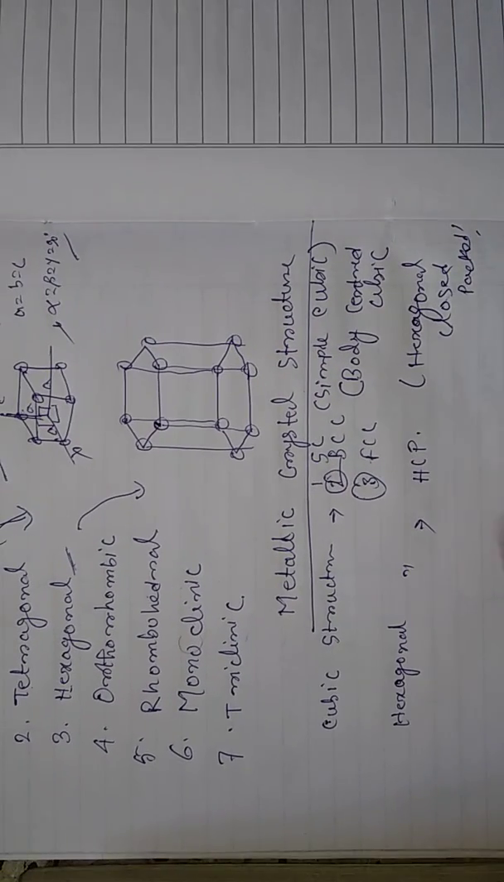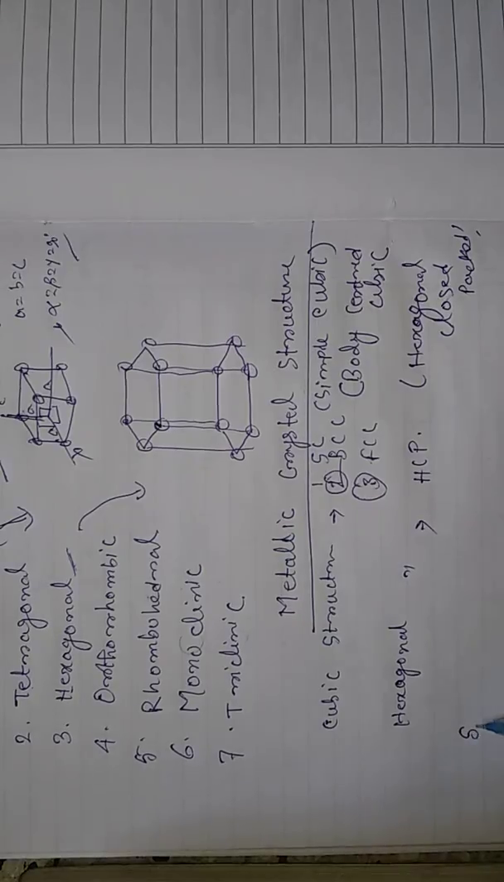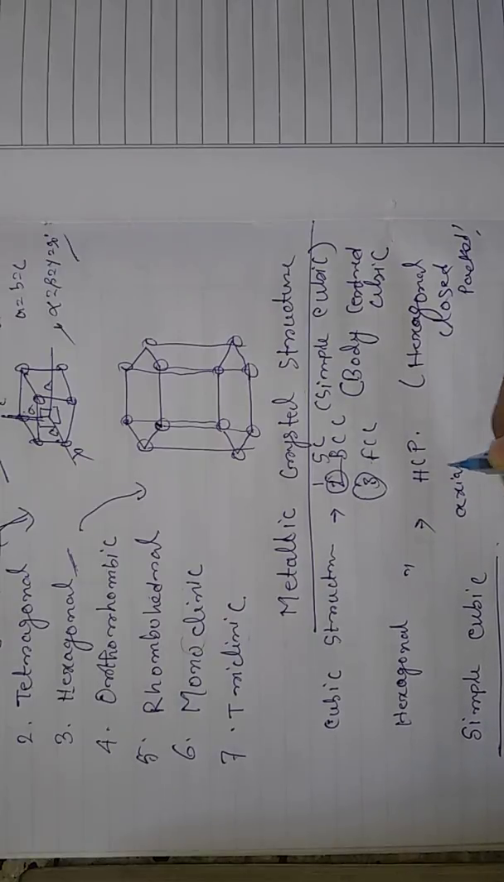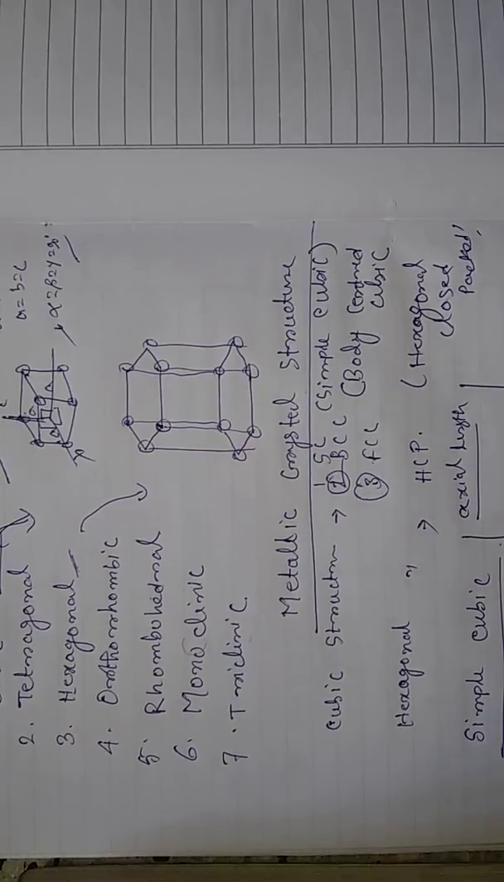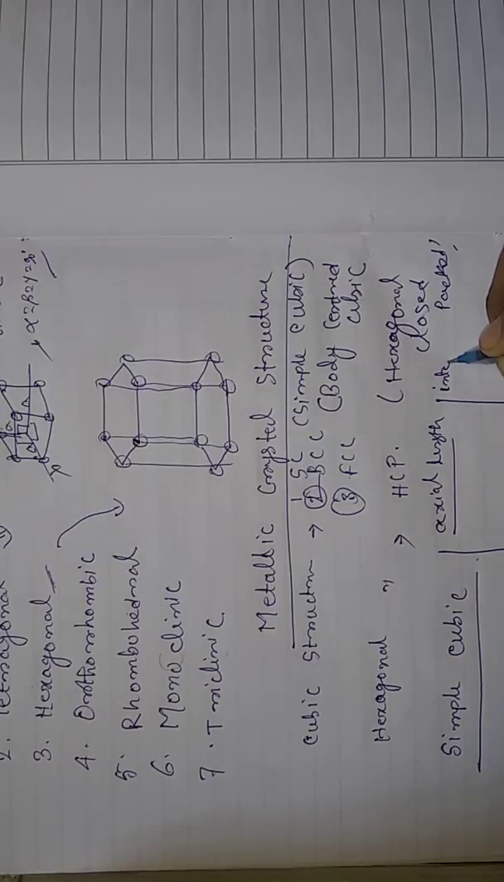As you know, the crystal lattice can be defined. There are 14 types of crystal lattice system, as we saw in the Bravais lattice system. But in the case of the simple cubic crystal structure, if you assume the axial lengths and the interfacial angles.